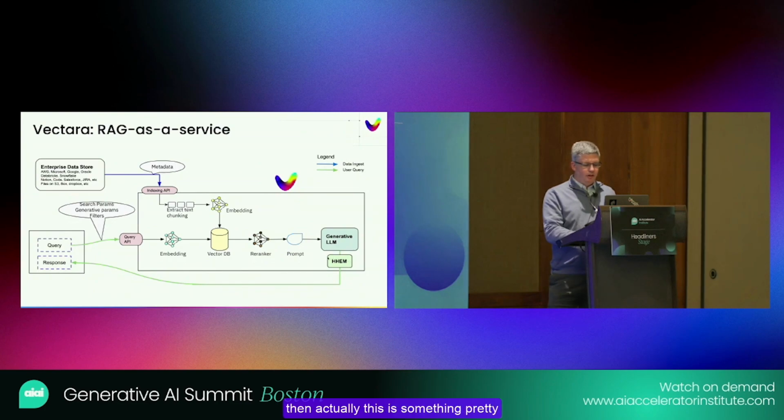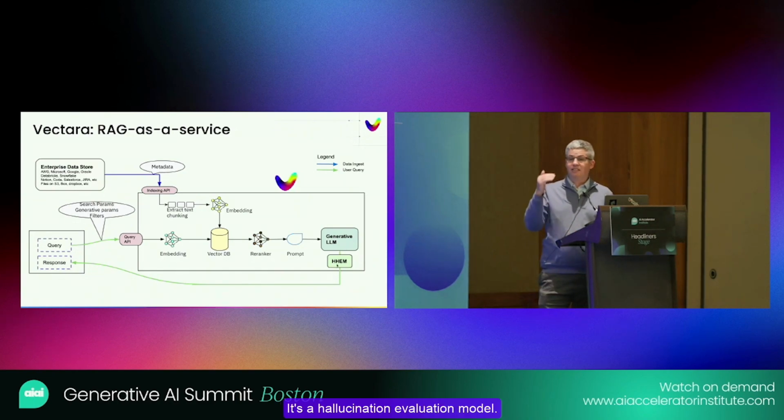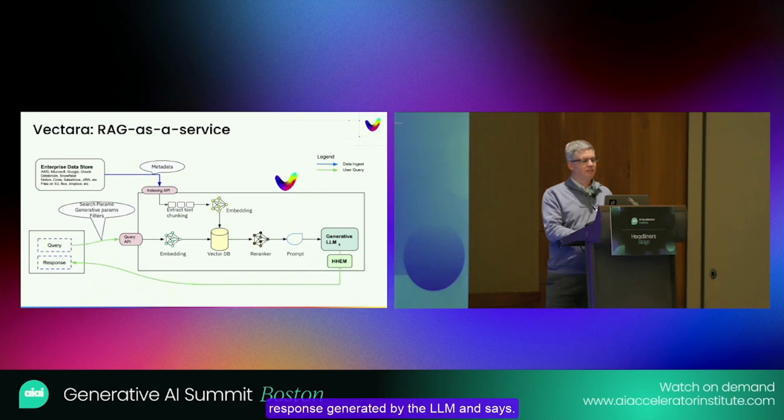And then, actually, this is something pretty unique to us. We also added some evaluation metric here, which is called HHEM, and I'll show you that later on. It's a hallucination evaluation model. It's something that looks at this response generated by the LLM and says, is this really hallucinating based on the facts that I just retrieved, based on what it's supposed to be grounded on? And it gives you a score whether it is or not. I'll show you how that's useful. And after that, you send the response back to the user, and they see it on the UI, and they're happy with that.